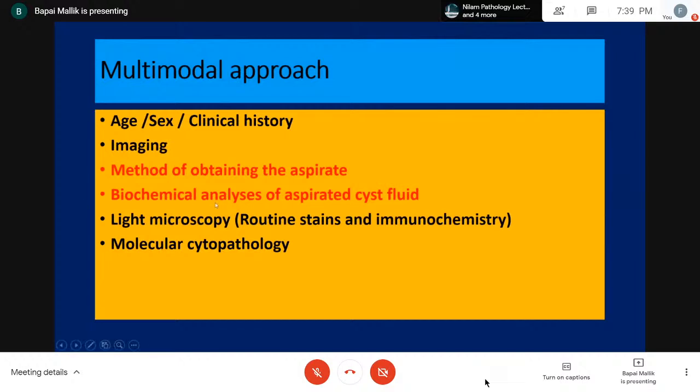You should know the method of obtaining the aspirate. There is possibly no other site in the body where the knowledge of the method of obtaining the aspirate is as important as it is in this case. Biochemical analysis of aspirated cyst fluid, very vital. In certain circumstances, possibly more important than what we see under the microscope. Of course, light microscopy, that's why we are here, using routine stains and immunohistochemistry, and a very important role of molecular cytopathology is known in these lesions.